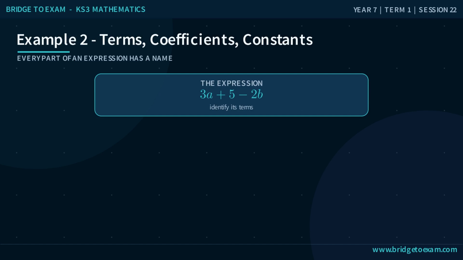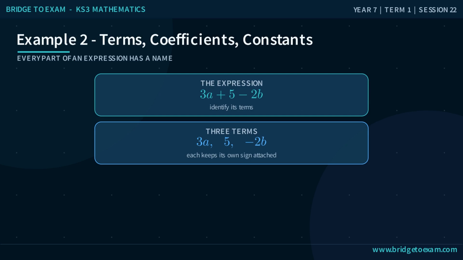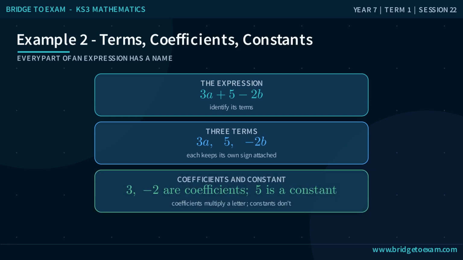Identify the parts of the expression 3a plus 5 minus 2b. This expression has three terms, 3a, 5, and negative 2b. Each one keeps its own sign attached. 3 and negative 2 are coefficients, since they multiply a letter. 5 is a constant term, since it has no letter at all.